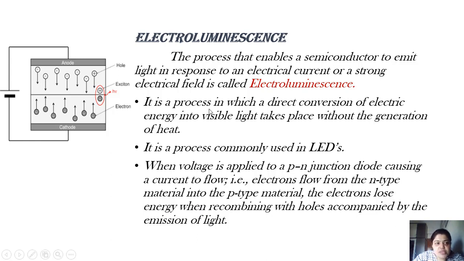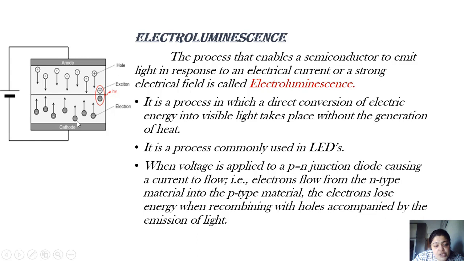Let me explain this process with the help of this diagram. This is the forward bias condition of a PN junction diode, where the anode is connected to the positive of the battery and the cathode is connected to the negative of the battery. In this case, energy is given to electrons, so electrons will move from cathode to anode. They will recombine with the holes. I've just shown a recombination process where an electron is recombining with a hole.